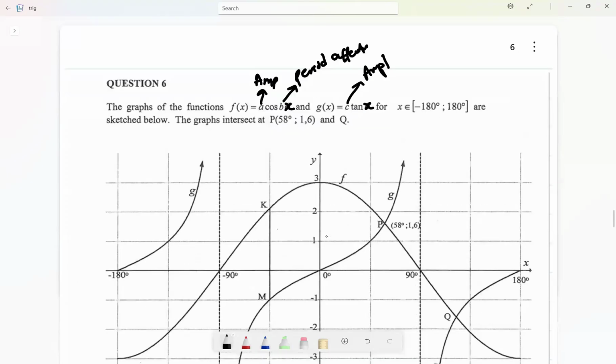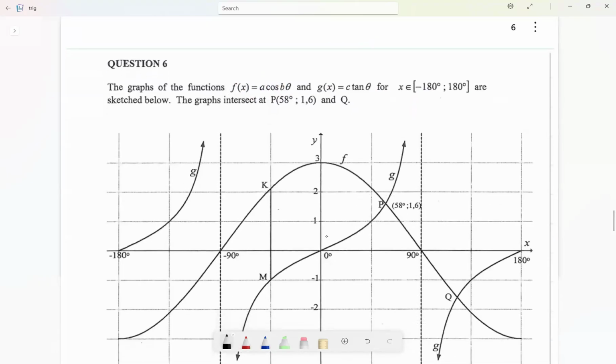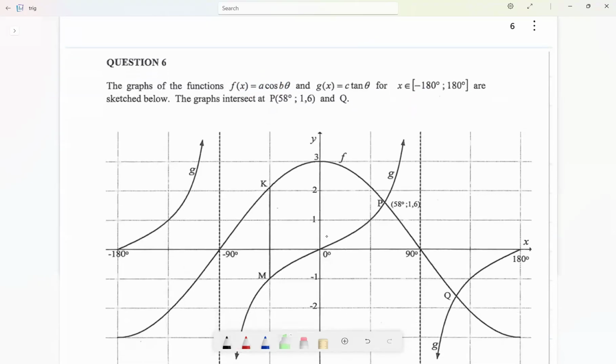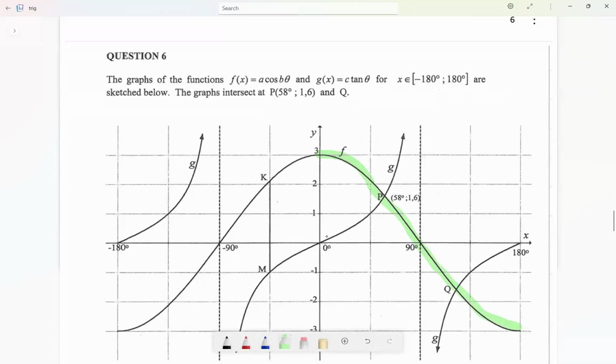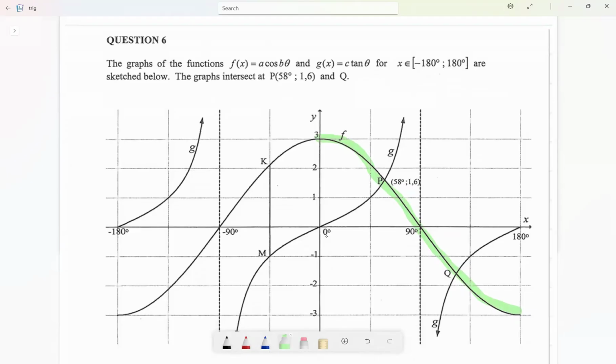Before looking at the questions, let's try to answer the questions. I'm having my graph of f here, which is the graph of cos. Can you see the graph of cos starts at 3 and ends at where? At negative 3. So it tells me my amplitude, it is what? Remember the normal cos graph starts here and does that, right? But in this case, it starts at 3 and ends at negative 3.